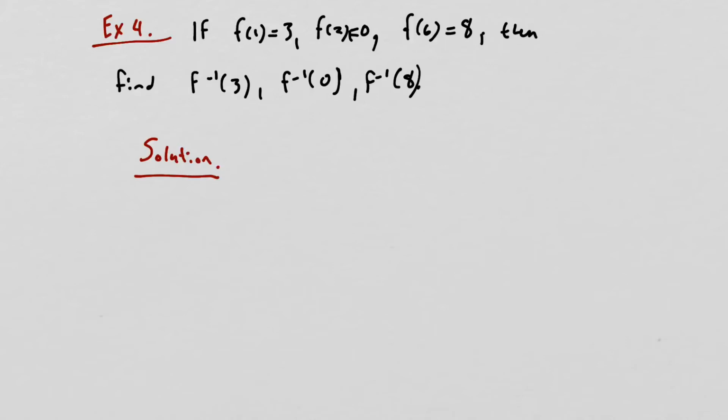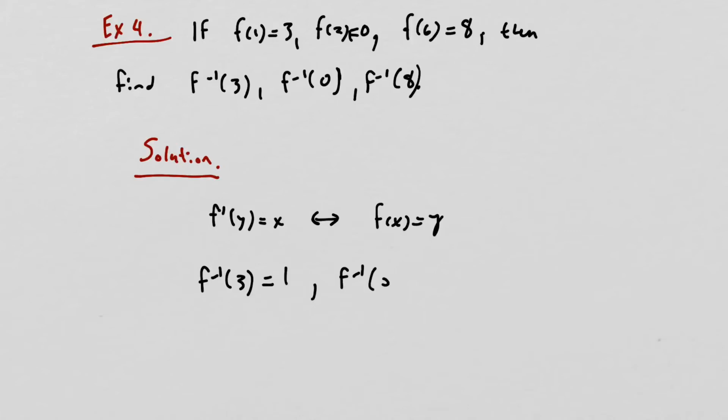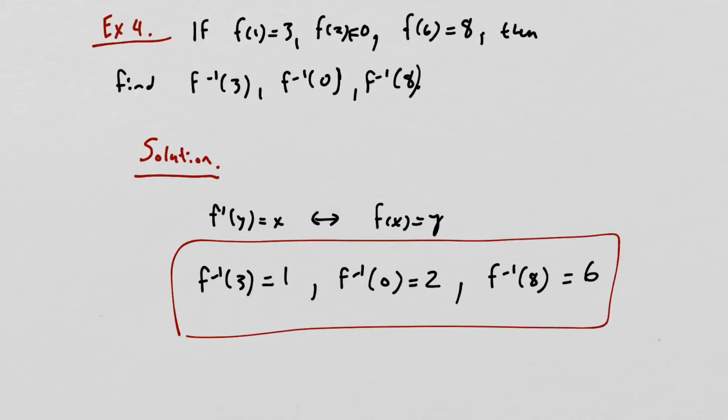By definition, f inverse of y is equal to x if and only if f of x is equal to y. Then f inverse evaluated at 3 is going to be equal to 1 by this definition. Also, f inverse evaluated at 0 has to be equal to 2. And finally, f inverse of 8 is going to be equal to 6. And so this is going to be our solution.